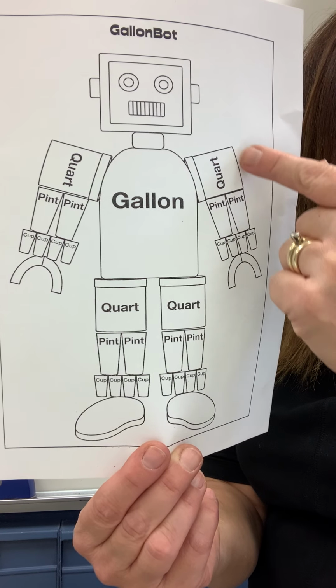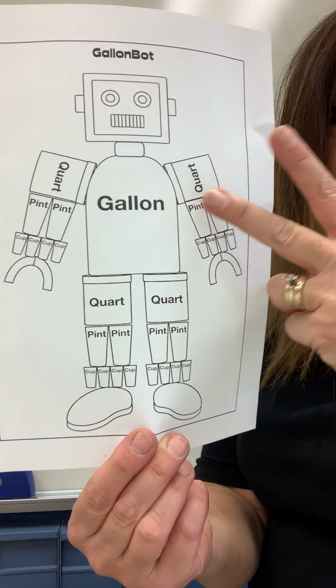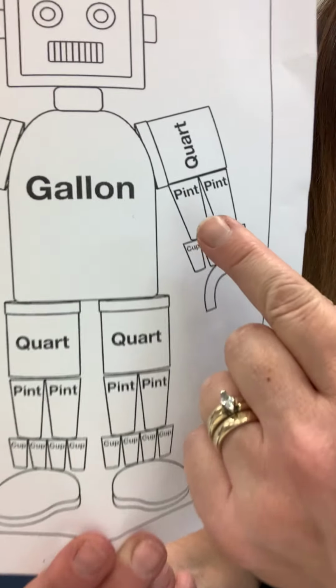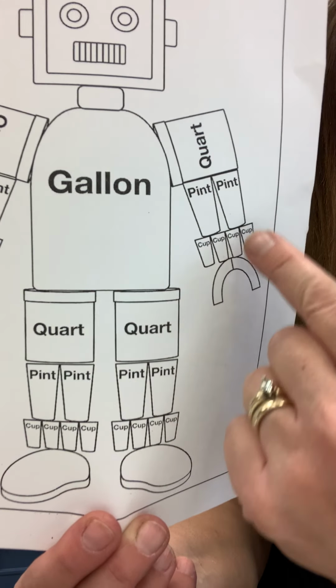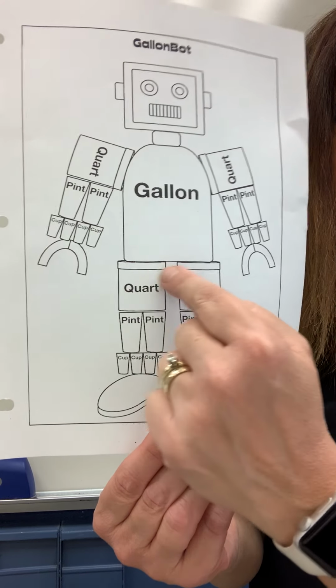Then, just like in your arm, this is your upper arm or your shoulder. Then you have your lower arm, which we know is your ulna and your radius. It's got 2 parts to it, just like this has 2 pints coming off of the quart. So that means that we've got 1 gallon here.